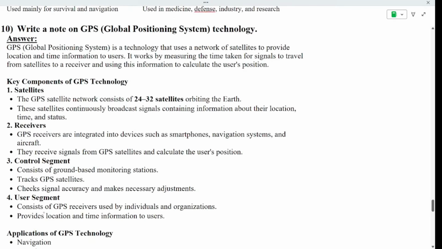Next, the last question in this module is about GPS. Now we see maps showing your location, and how that GPS works. GPS is nothing but global positioning system. It is a technology that uses a network of satellites to produce the location. It provides location and time information to the users. It works by measuring the time taken for a signal to travel from a satellite to a receiver and uses this information to calculate the user's position.